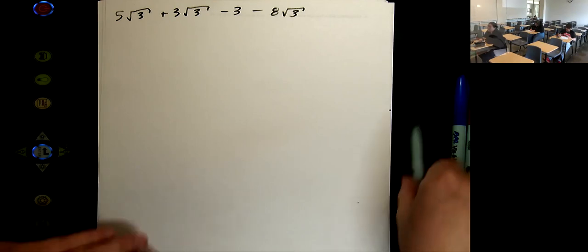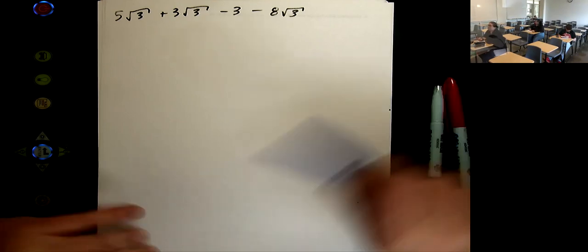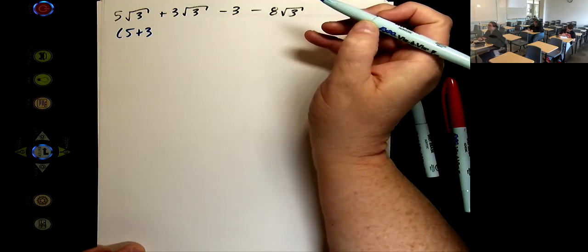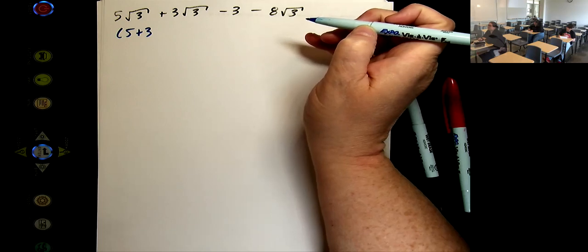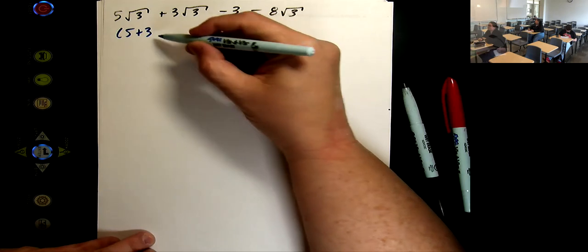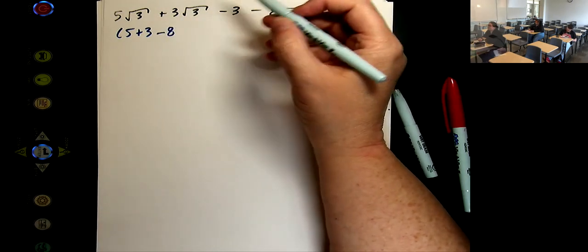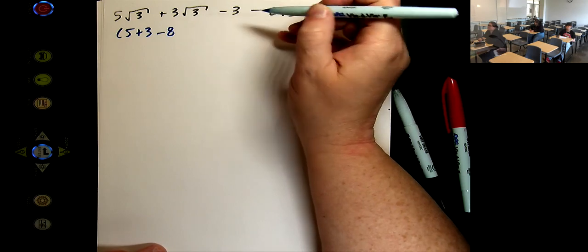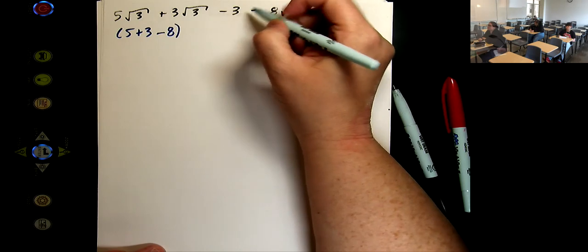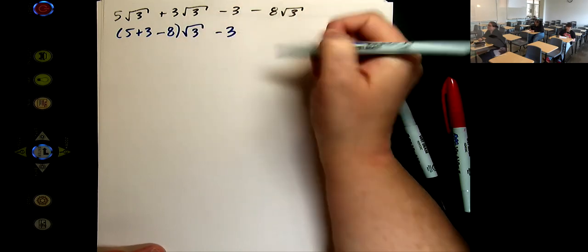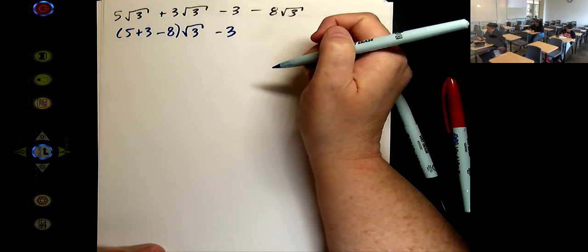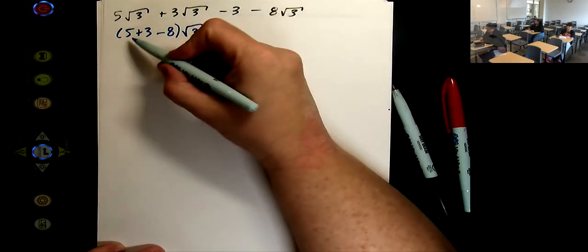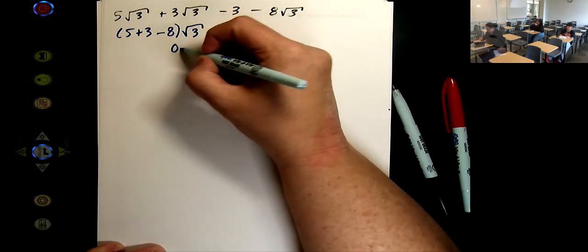How you guys doing? What goes together here? So I got parentheses 5 plus 3. And then, -8. And then, no, the -3 does not have a square root of 3 with it. So it has to stay separate. I threw that in there to make it a little bit different. So I get 5 plus 3 is 8, minus 8 is 0. I got 0 root 3 minus 3.